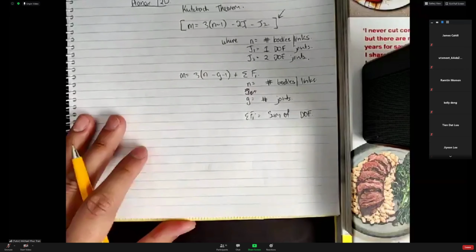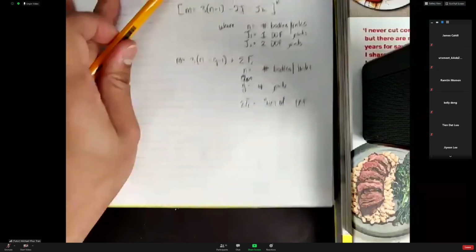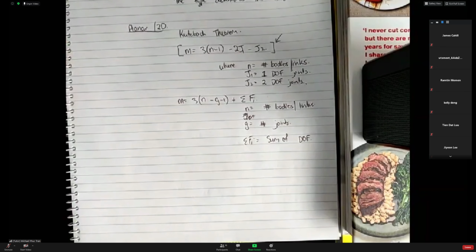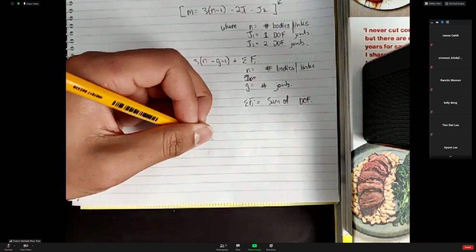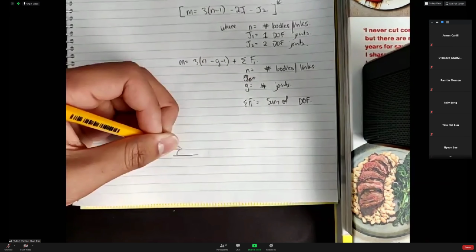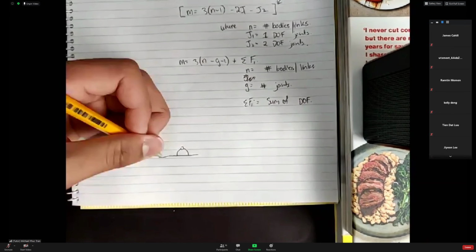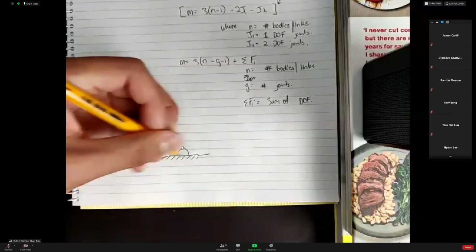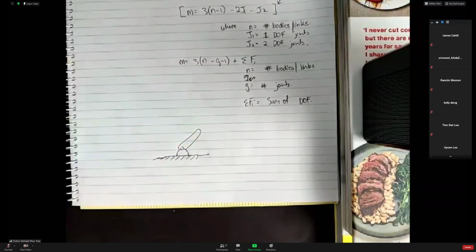All right, what does this all mean? So the mobility of a mechanism just tells you in how many different ways your mechanism can move. So let's say you have a pin joint and a body. This is your ground, and you have a straight bar like this.